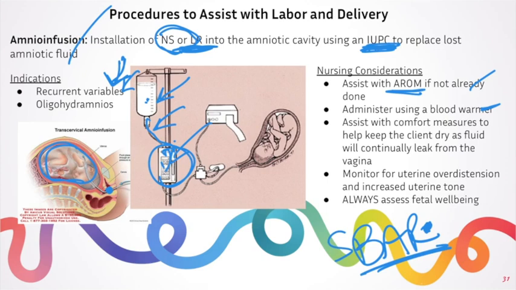And whatever my policy says, for however long, I'm going to give the bolus, and then I'm going to slow it down. And this is going to keep going in very slowly until this patient delivers, okay? So what that means for me is that I'm going to have to do really solid pericare because she's going to be leaking this fluid continually until she delivers.